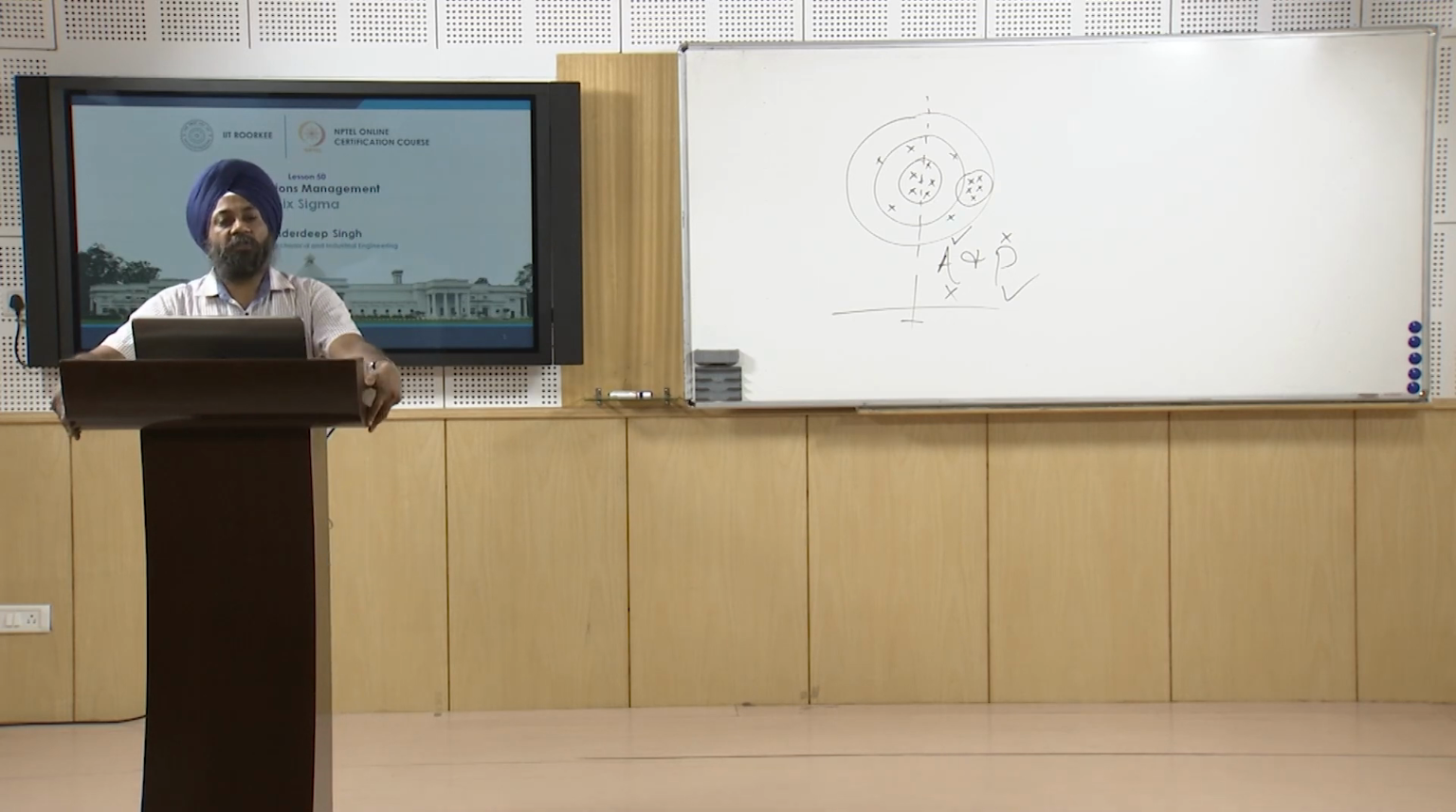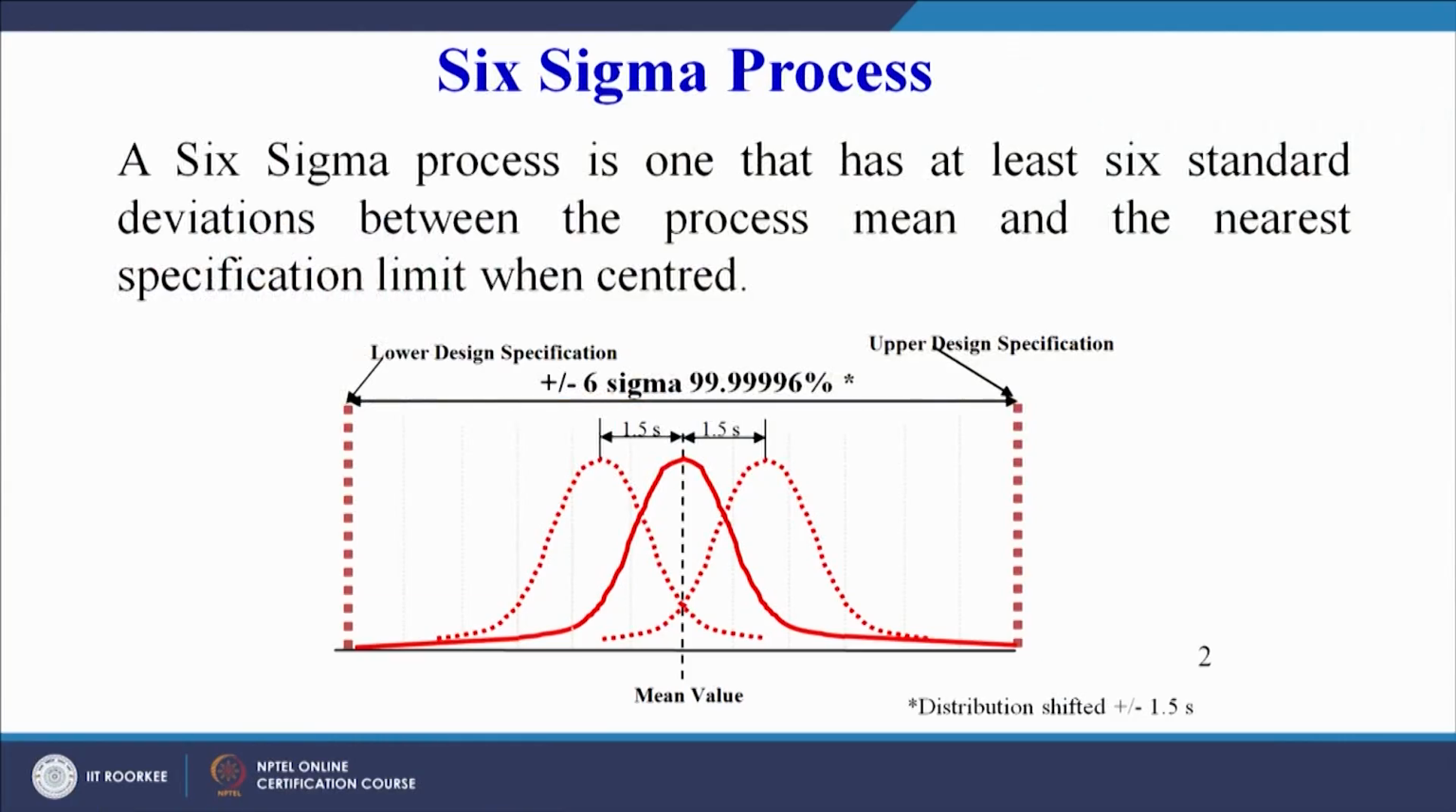Now, a Six Sigma process is one that has at least 6 standard deviations between the process mean and the nearest specification limit when centered. So this is our mean value here. We have 3 sigma deviation this side and 3 sigma deviation on this side. This is the upper design specification, this is the lower design specification, and these dotted lines are 1.5 sigma, so 1.5 sigma on both sides. In 6 sigma we have plus minus 6 sigma deviation.